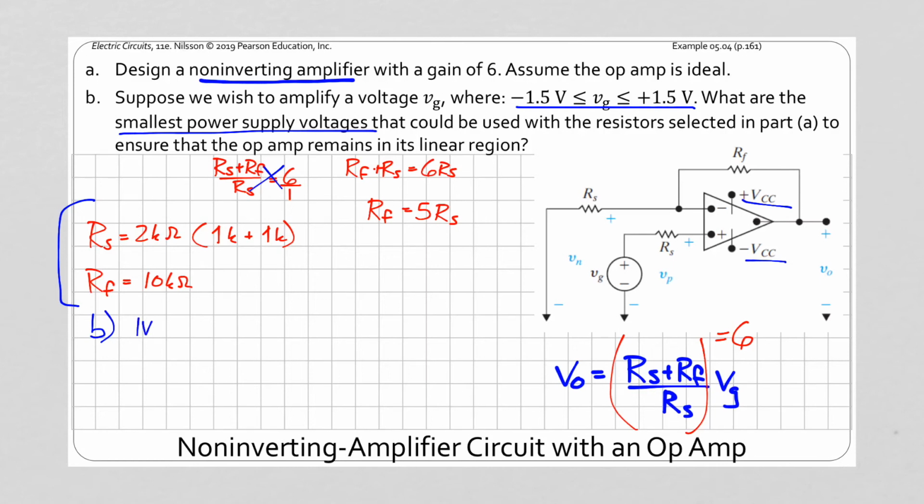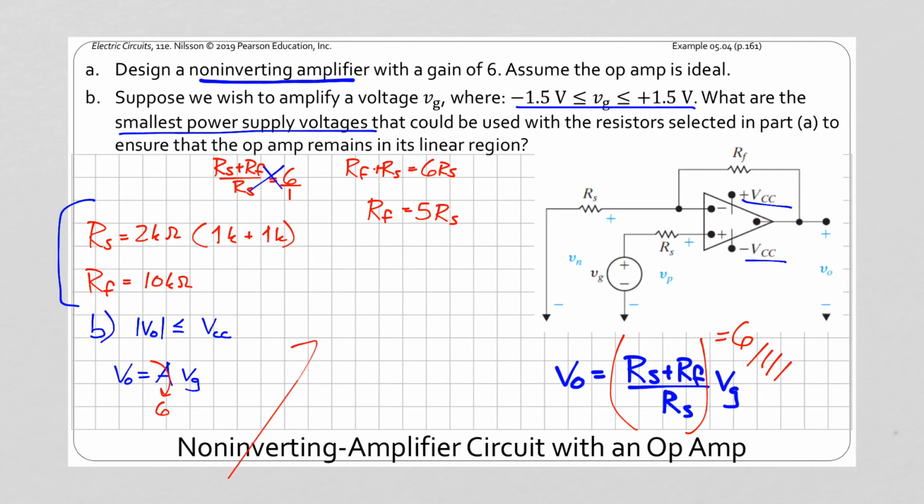And remember that our requirement to avoid saturation means that our output voltage has to be less than the supply voltages. So also our output voltage is our gain times our input voltage. We just found the gain to be 6. That was the point of our design.